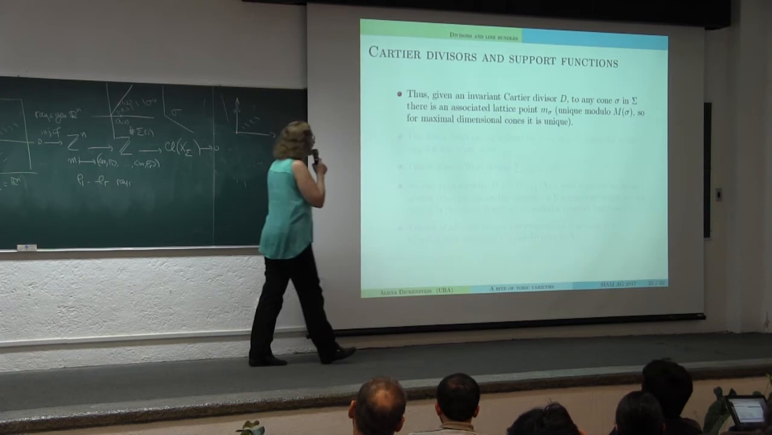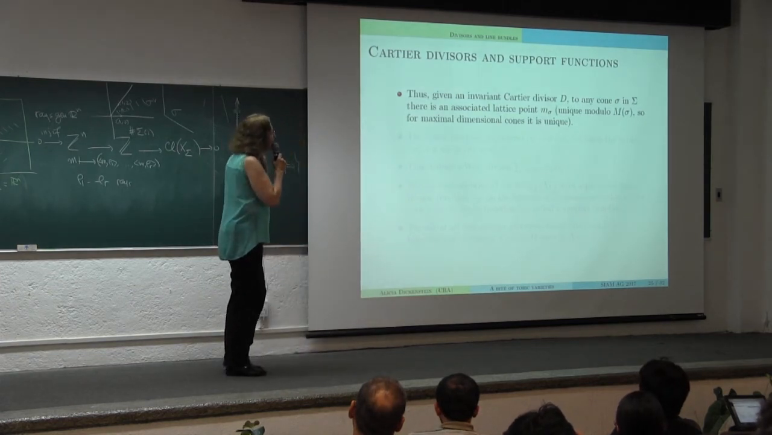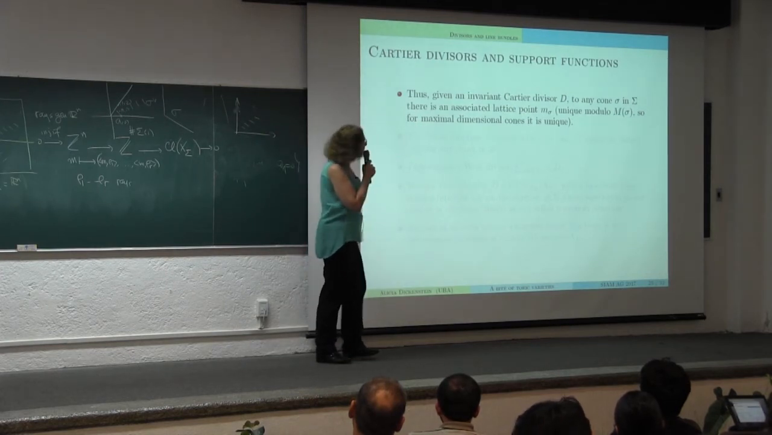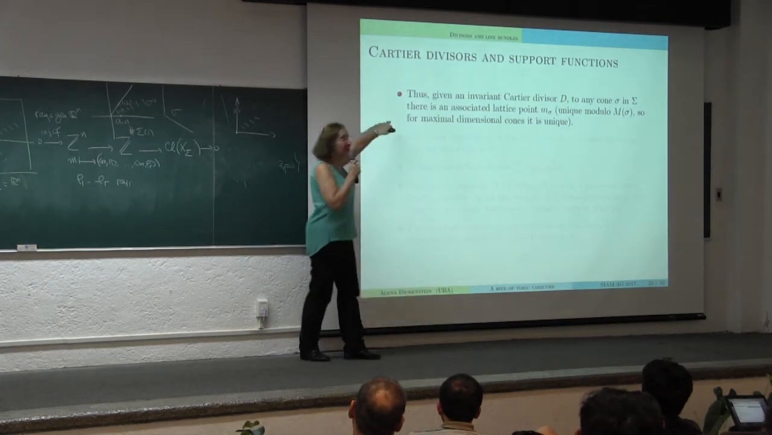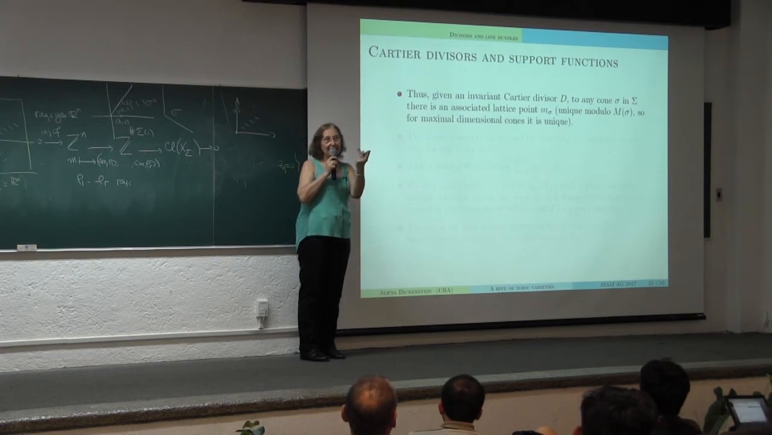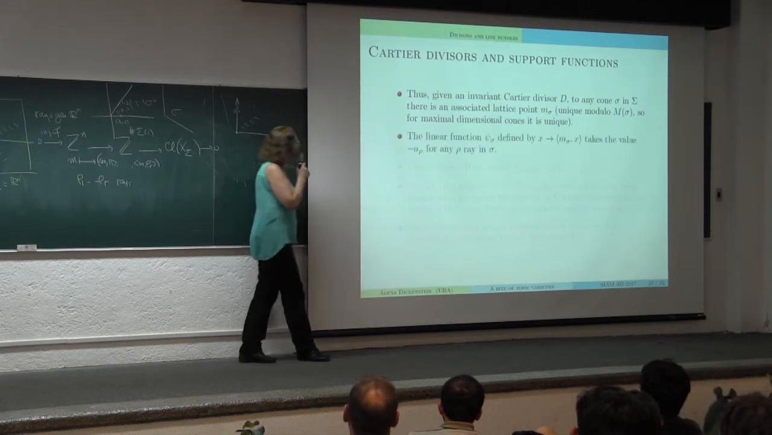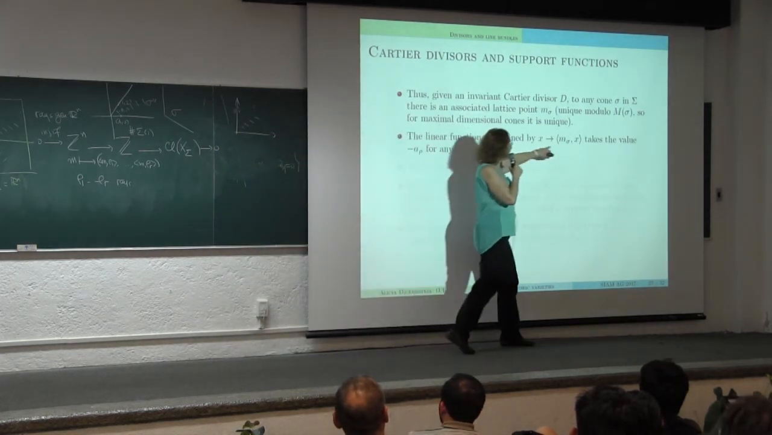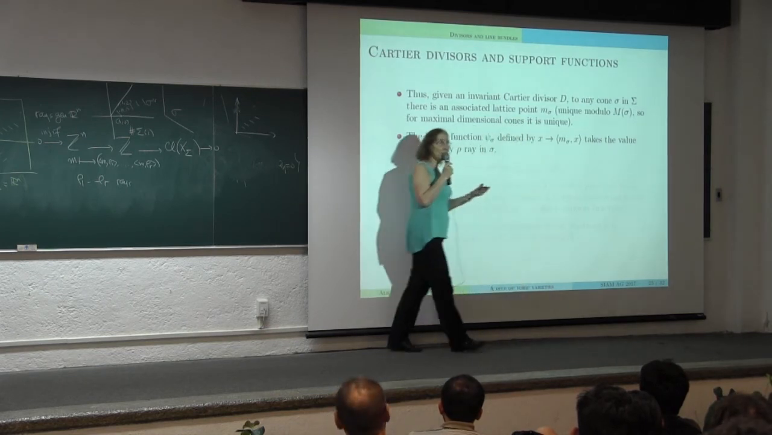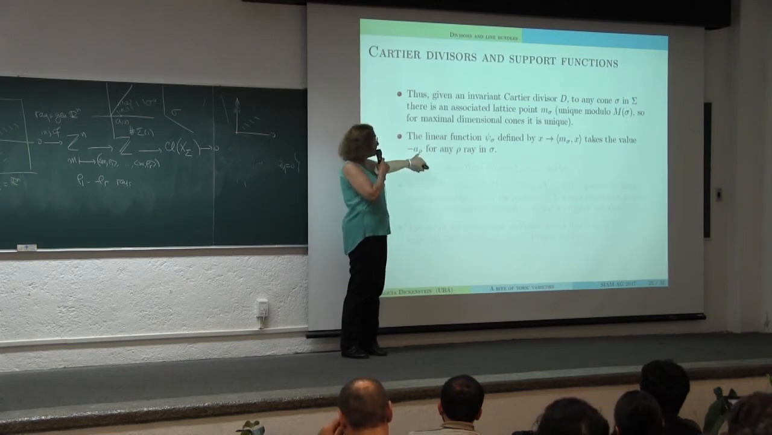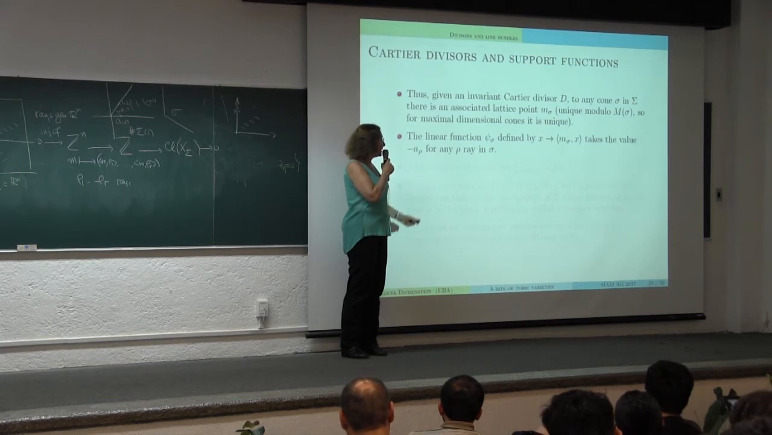Okay, so let me be more precise. Given an invariant Cartier divisor, to any cone we get an associated lattice point, m_sigma, which is unique modulo the intersection with sigma dual. For maximal dimensional cones, it is unique because it's determined by the inner product with the rays, and these are already as many linearly independent as the dimension of the space, so I get uniqueness. And we get a linear function on the cone, defined by the inner product with this m_sigma. So in each cone, I have this m_sigma, and then I have this linear function, and it takes the value minus a_rho for any ray rho in the cone.